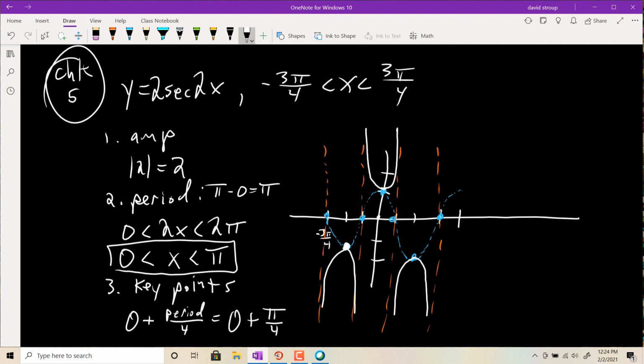Okay, so negative 3 pi over 4 to positive 3 pi over 4. We got it all.